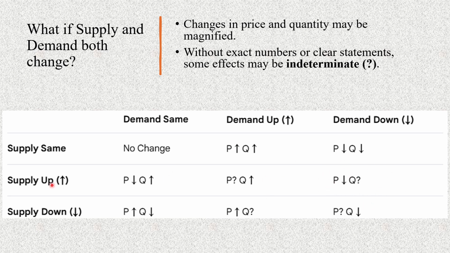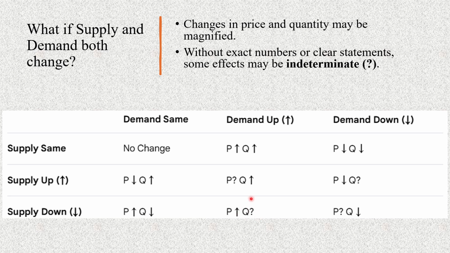So with this, you can remember that if they're both moving in the same direction, price is indeterminate. See, if demand goes up and supply goes up, price is indeterminate. If supply goes down and demand goes down, price is indeterminate. And if they move in opposite directions, then you know that the quantity is indeterminate. So if the supply goes up while the demand goes down, quantity is indeterminate. If the supply goes down and the demand goes up, the quantity is indeterminate.